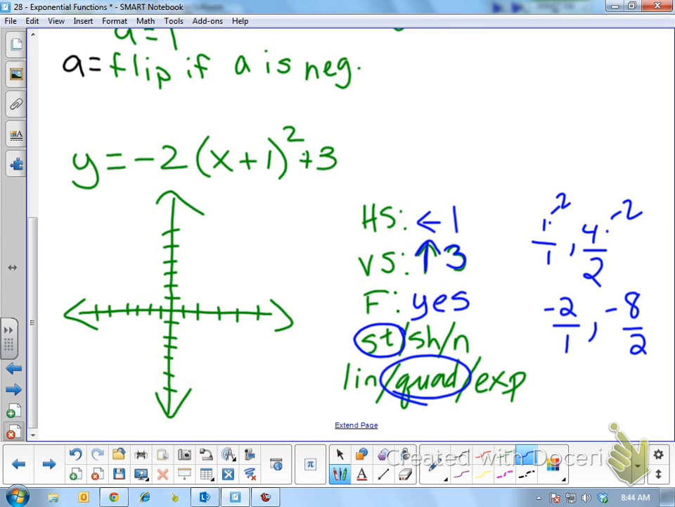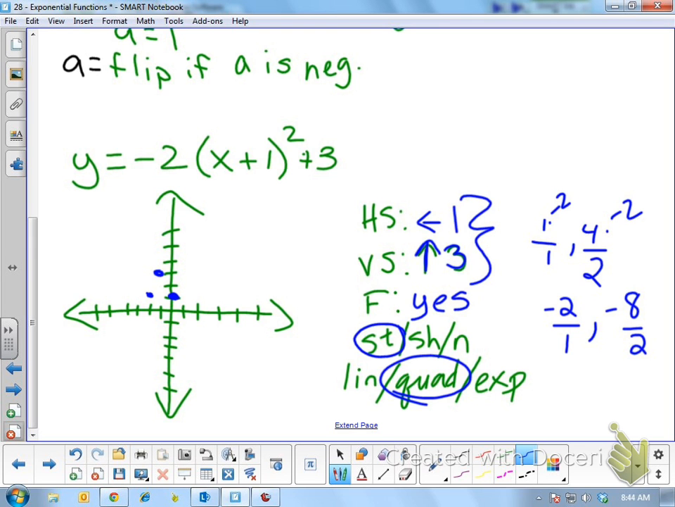Yep, and the vertex is really just your horizontal and vertical shift. So we go left 1, up 3, and that's where our quadratic starts. Those tell us where to start our picture. And then the stretch and the flip tells us where to go from there, but we've been thinking of it as the slope, negative 2 over 1, negative 8 over 2. We know the shape of a quadratic is a U, so we know it has to repeat on both sides. We know we go down 2, right 1, and also down 2, left 1. It has to repeat to get that U shape.